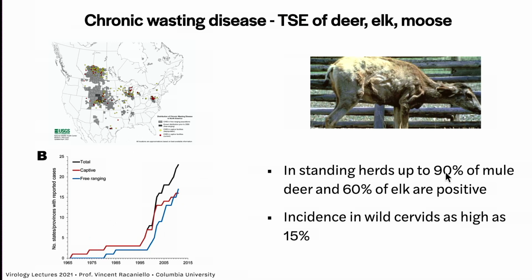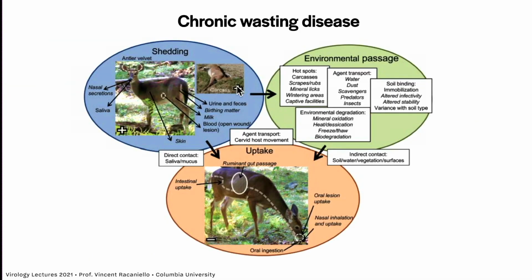It's all throughout the U.S., as you can see here, and it's spreading. The numbers are getting higher every year. Up to 90% of deer and 60% in some herds are positive, and in wild animals as high as 15%. So both captive and wild animals are developing this disease. And deer shed the prions in their nasal secretions, saliva, their skin, blood. Giving birth sheds them, urine and feces.